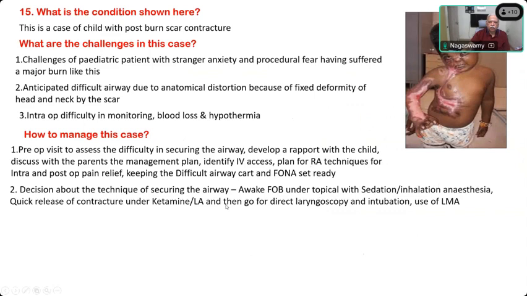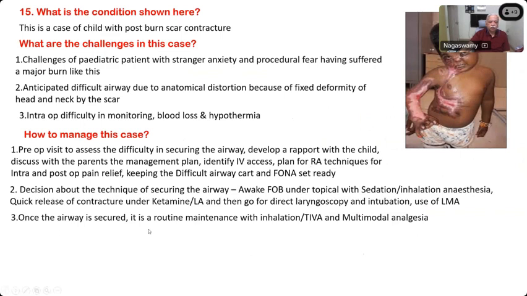Or the second option is you can give ketamine in small, subanesthetic doses, infiltrate the scar area here, and ask the surgeon to quickly release it and extend the neck, with regular laryngoscopy and intubation. For that, you must discuss with the surgeon, and both of you should have a good understanding and do this as quickly as possible to avoid any airway failure. And once the airway is secured, it is routine maintenance with inhalation agent or PIVA and multimodal analgesia.